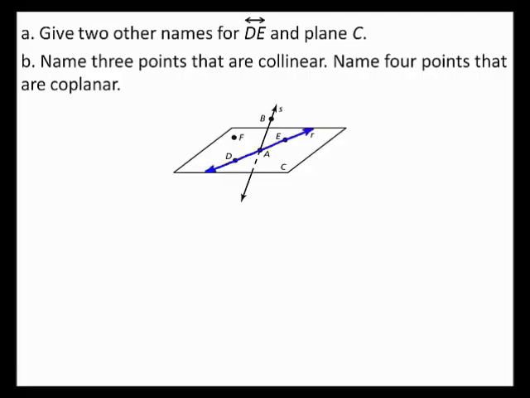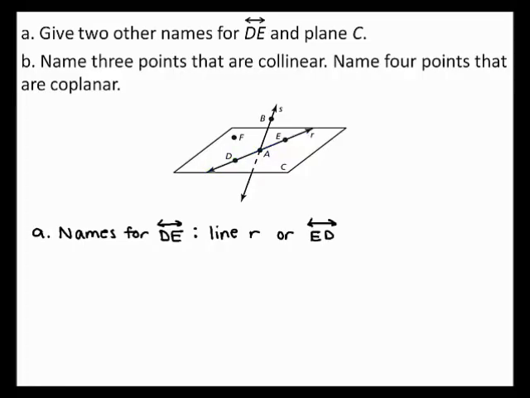Now, from the diagram, you can see that line DE is labeled with an R. So, one other name for line DE is line R. You can also name a line by using any 2 points on the line. 2 points on line DE are points E and D. So, another name for line DE is line ED.